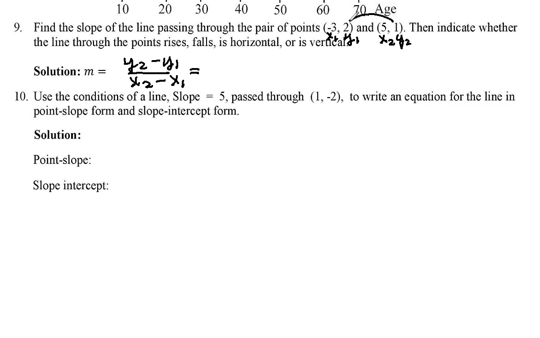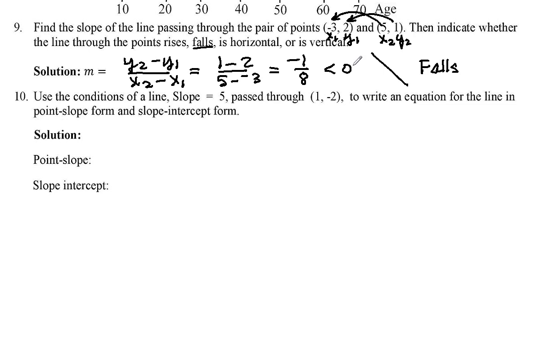So second y minus first y, 1 minus 2, over second x minus first x, 5 minus -3. So 1 minus 2 is -1. 5 minus -3 is 5 plus 3, 8. So -1/8 is our slope. That is less than 0. A slope less than 0 is a line that falls from left to right, going down left to right like that. So this one falls. A positive slope would rise, 0 slope is horizontal, and undefined slope is vertical.